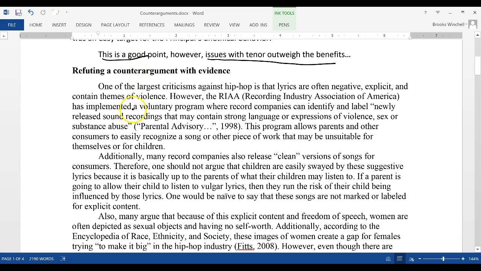So here in a counterargument, she's talking about criticisms of rap music. She says, one of the largest criticisms of hip-hop is that the lyrics are often negative, explicit, and contain themes of violence. However, and here she's sort of refuting it, the RIAA, Recording Industry Association, has implemented a voluntary program where record companies can identify and label newly released sound recordings that may contain strong language or expressions of violence, sex, or substance abuse. This program allows parents and other consumers to easily recognize a song or other piece of work that may be unsuitable for themselves or for children.